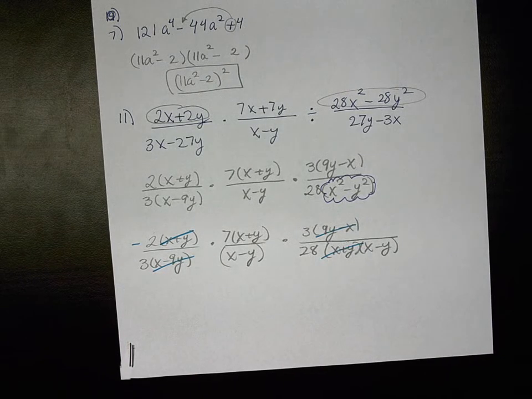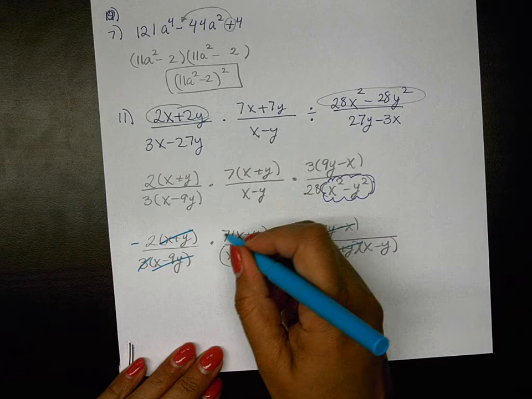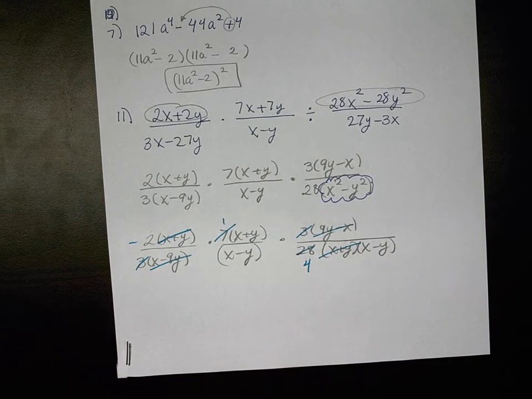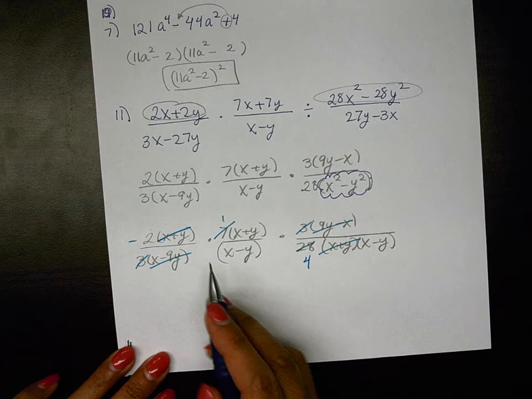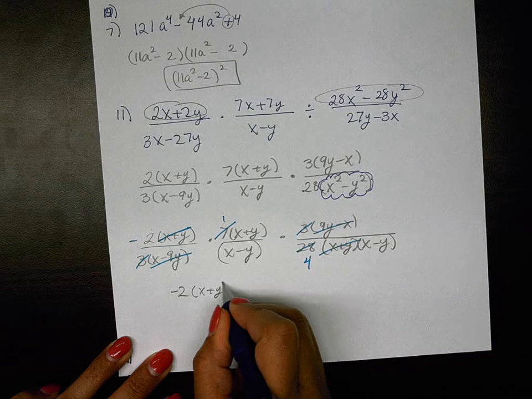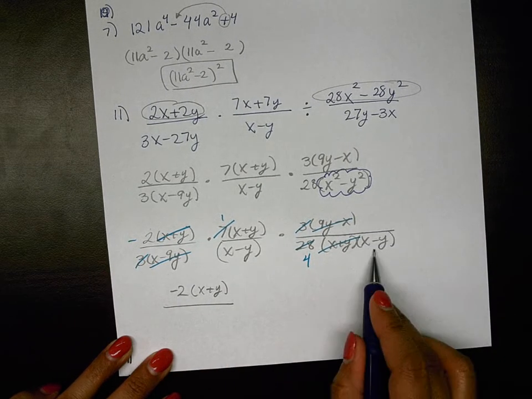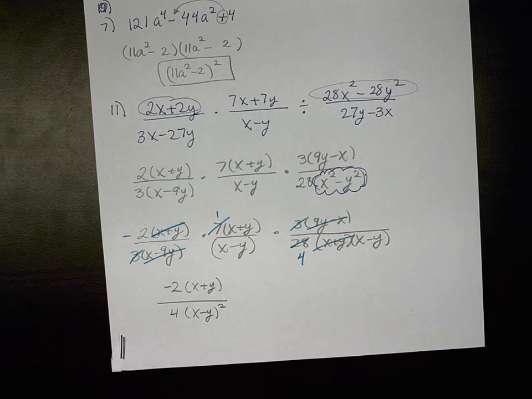And then I crossed out the 3's, and then the 7 and 28. 7 becomes 1 and 28 becomes 4. And anything else? That's all I've got. Okay, so I have negative 2 times 1, and that's a 1, so negative 2. That parentheses gone, that one's still there, x plus y, and that one's gone. Gone, x minus y, 4 times x minus y. So 4 times x minus y squared.